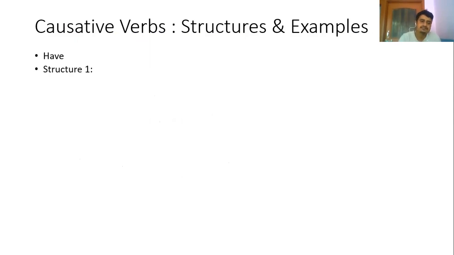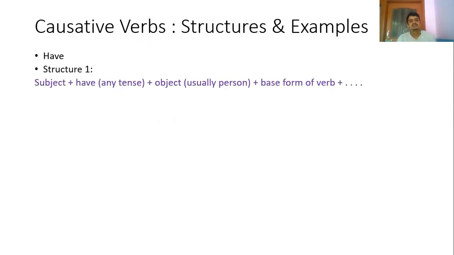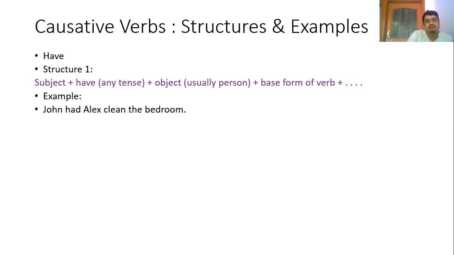Structure 1. Okay, subject plus have, any tense. It means there may be has, had, having also, plus object, usually person, plus base form of verb plus something. Example: John had Alex clean the bedroom. Okay, just try to understand it in comparison with the structure number 1.